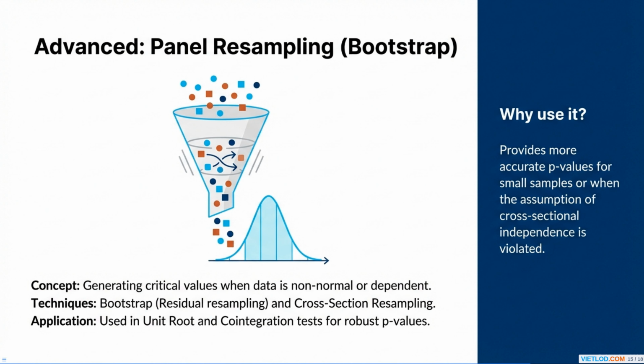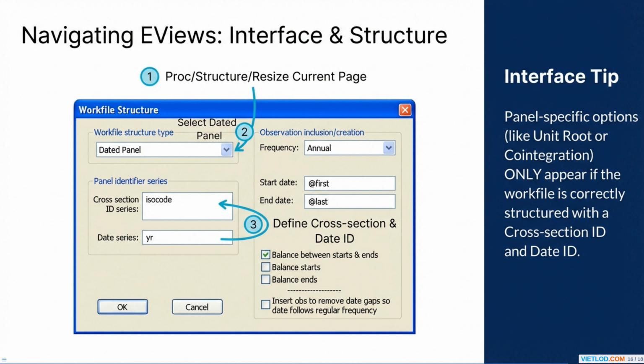Panel resampling, also known as bootstrap, is a powerful advanced technique used to generate more accurate p-values. It is particularly valuable for small samples or when the critical assumption of cross-sectional independence is violated, leading to more robust statistical inference. The core concept behind it is generating critical values, especially when your data is non-normal or dependent. This is achieved through techniques such as bootstrap, which includes residual resampling and cross-section resampling. In practice, panel resampling is used in unit root and cointegration tests to obtain robust p-values, ensuring the reliability of your findings even under challenging data conditions.